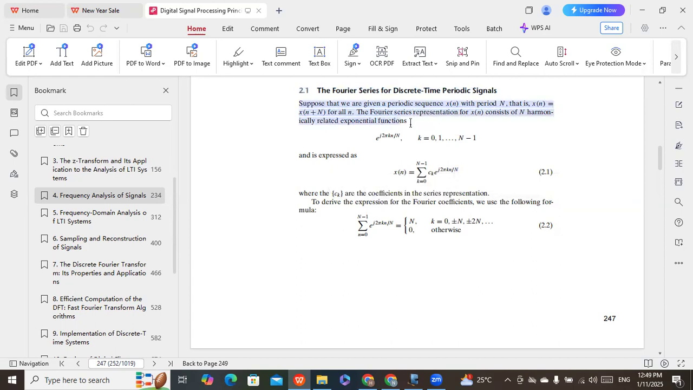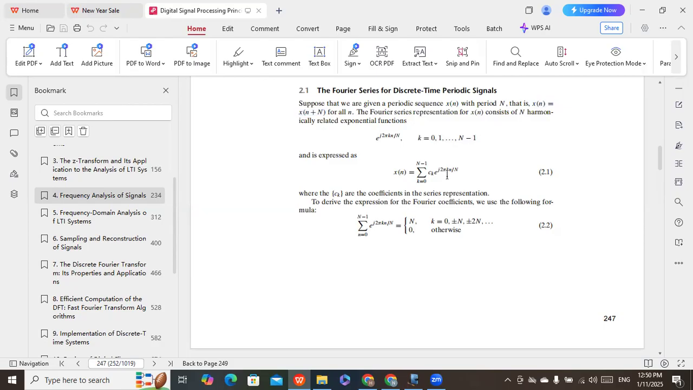So you can write this. We are given a periodic sequence x[n] with period N. Period N means if you have any sample, you will again get the same sample at n plus N. So this sample is equal to the x[n+N] sample. This is the condition for periodicity. Now you need to understand these things.